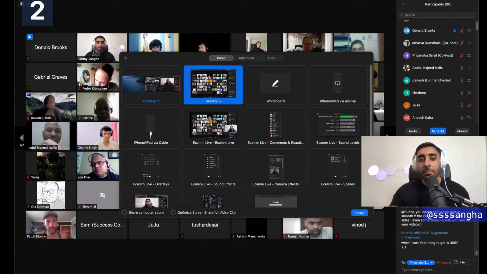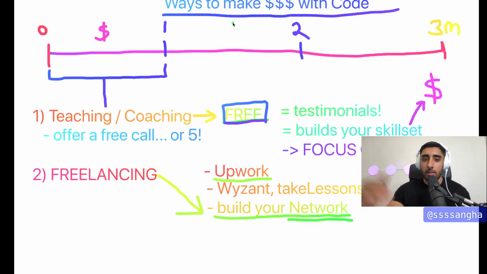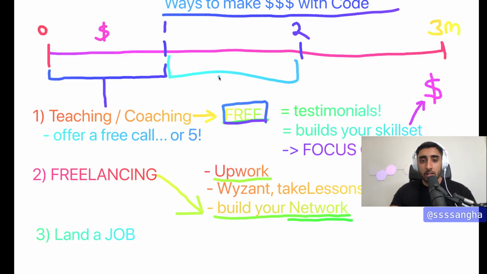For those of you who jumped in afterwards, we were talking about the ways to make money with code. The first was teaching and coaching, the second was freelancing, and the third naturally would be landing a job. We'll dive into this afterwards, but these are the three things we're going to talk about. Teaching and coaching can start from the get-go. Freelancing, you can start at this point or even earlier if you push for it.